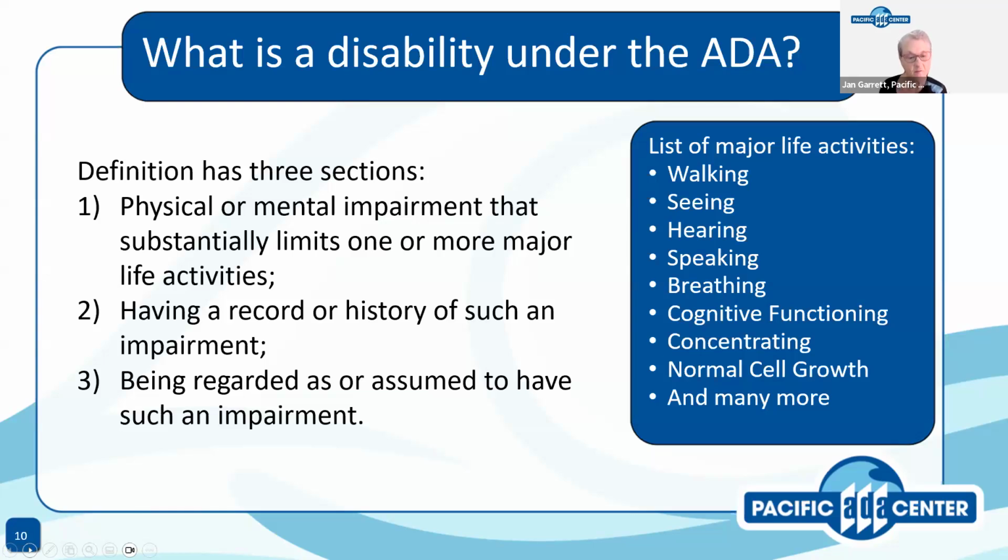So the first part is a physical or mental impairment that substantially limits one or more major life activities. You can also have a record or a history of having that physical or mental impairment, or you can be regarded as or assumed to have that physical or mental impairment. Any of those will qualify as a disability under the ADA.